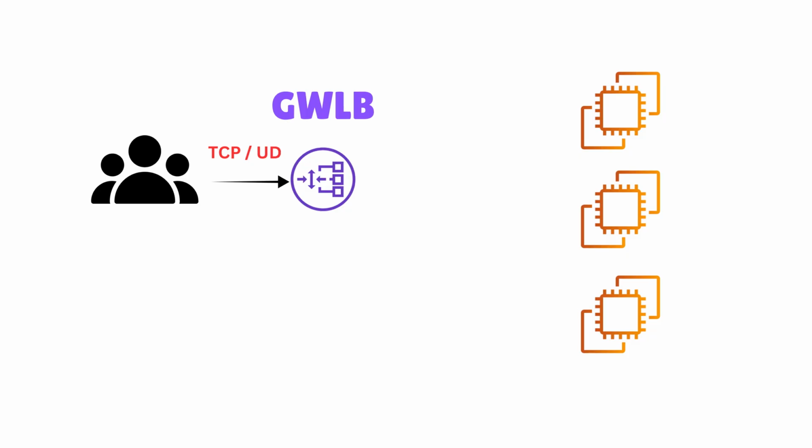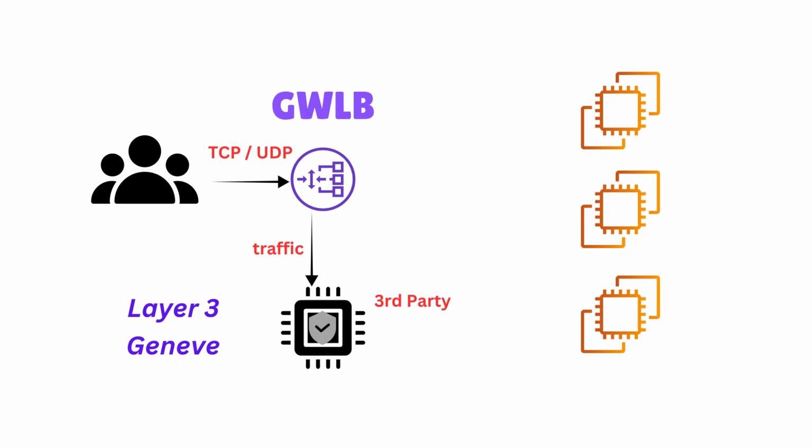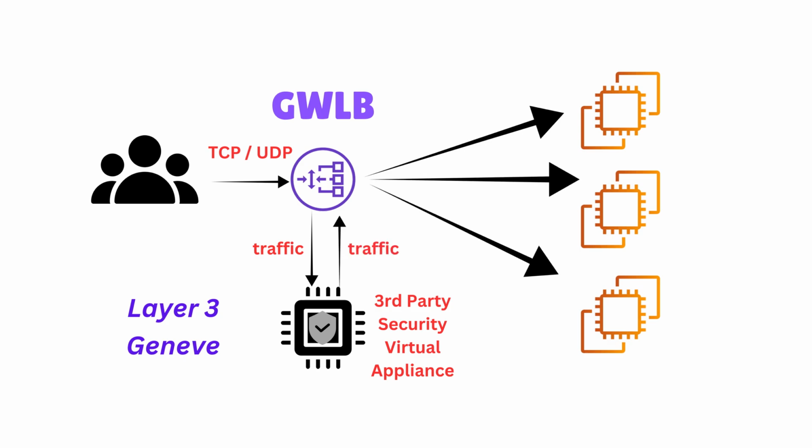Gateway Load Balancer works at Layer 3 with IP packets using the Geneve protocol. It's used for routing traffic to third-party security virtual appliances such as firewalls or intrusion detection systems. It inspects and filters traffic before it reaches your applications and also supports deep packet inspection.